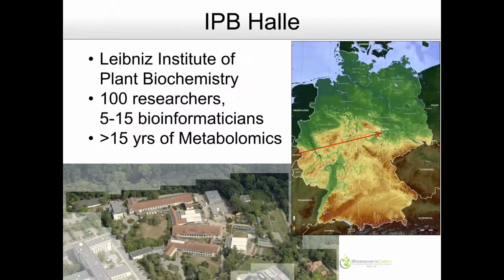And if you wondered where that is, we here have the map of Germany, and Halle is pretty much in the center of Germany right here, Berlin over there, Hamburg in the north, and Munich in the south. So our institute is part of the Leibniz Association. Our institute itself has about 100 researchers doing plant research, and depending on how you count, there's 5 to 15 bioinformaticians. And we have more than 50 years of metabolomics expertise running LCMS metabolomics for quite a long while.